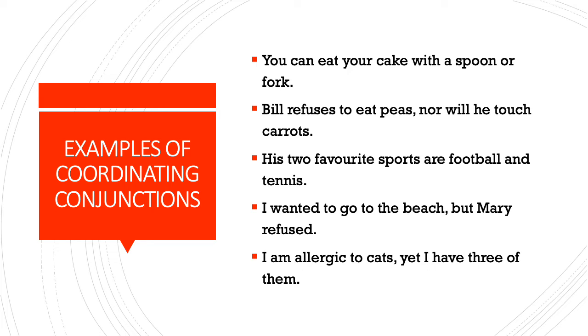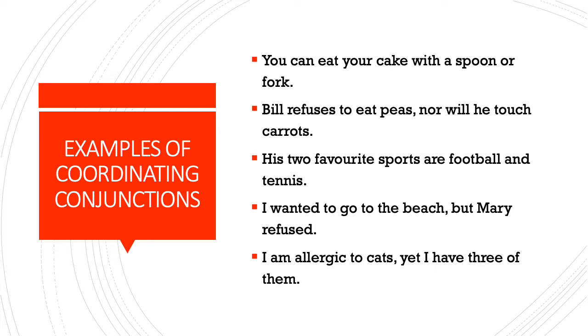Similarly, Bill refuses to eat peas, nor will he touch carrots. So peas and carrots both are vegetables. They are of the equal rank, equal level, and Bill, this boy, does not like either peas or carrots. His two favorite sports, football and tennis. Sports again, football and tennis are of equal rank. They are both sports, and it is joined with the coordinating conjunction "and".